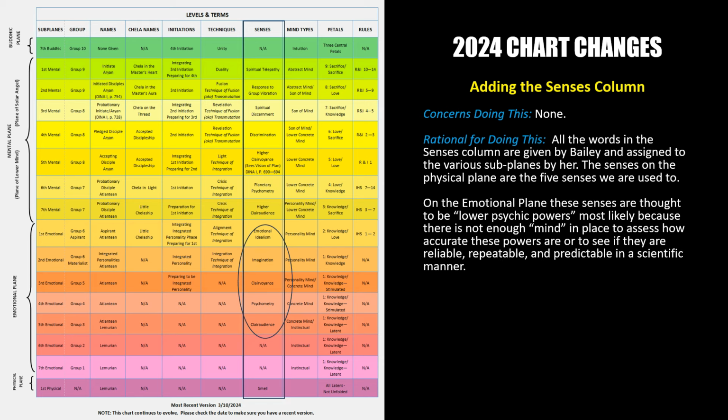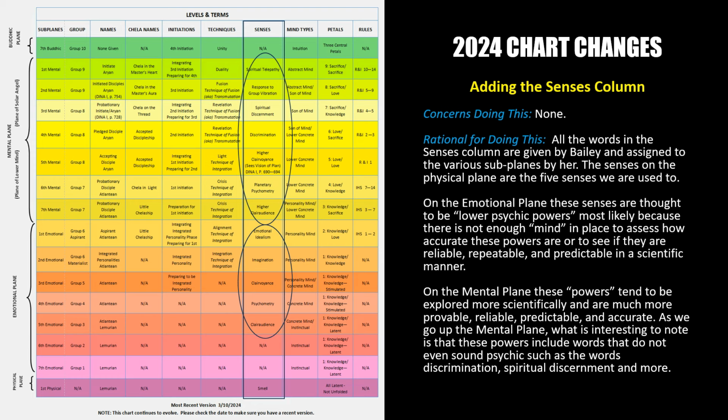On the emotional plane, these senses are thought to be lower psychic powers, most likely because there is not enough mind in place to assess how accurate these powers are, to see if they are reliable, repeatable, and predictable in a scientific manner. That's why most psychic powers are made fun of. There's a lot of solipsism involved as well. I see this thing clairvoyantly, but then we just have to assume that you're right. We don't have the ability to bring in other clairvoyants, and all of them look at the same thing and get a true scientific assessment to see if that is really what's going on or just what's in that one individual's perception.